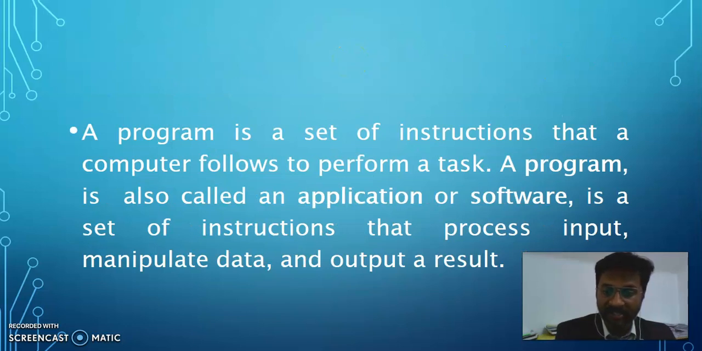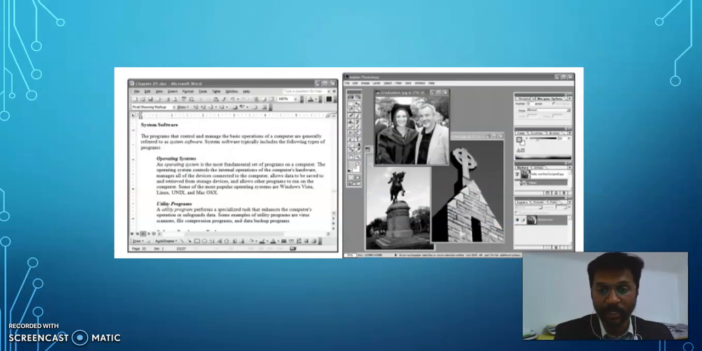A program is a set of instructions that a computer follows to perform a task. A program is also called an application or software, a set of instructions that process input, manipulate data, and output results. So this is a general way of understanding a program. Here I have two examples: system software and application software. Those are the basic elements you need to know when talking about software.